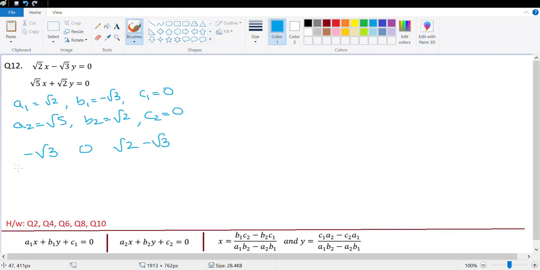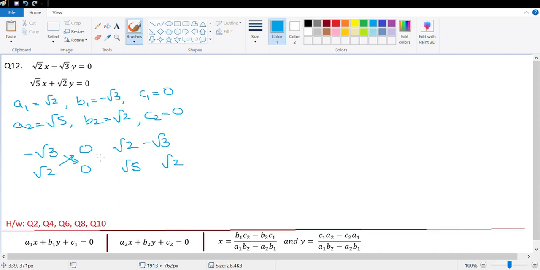Next, why negative root 3? Because this is negative root 3. Have a question, copy the question correctly. Yes, root 2x minus root 3y. That's correct. Next, this is root 2, 0, root 5, root 2.